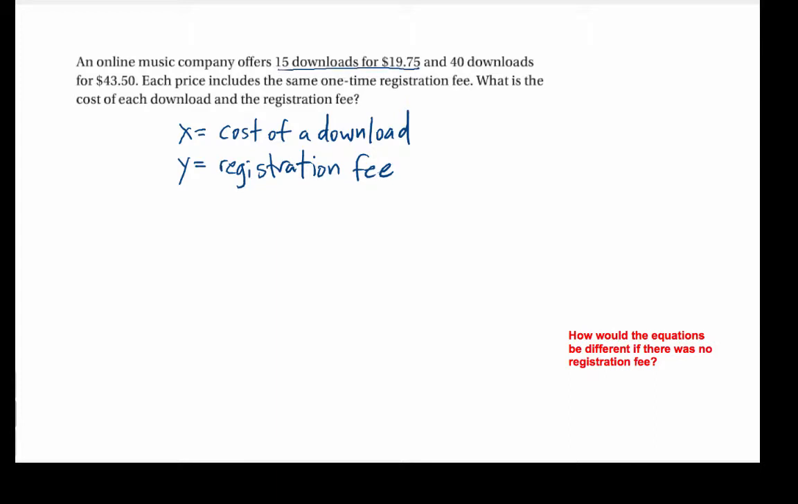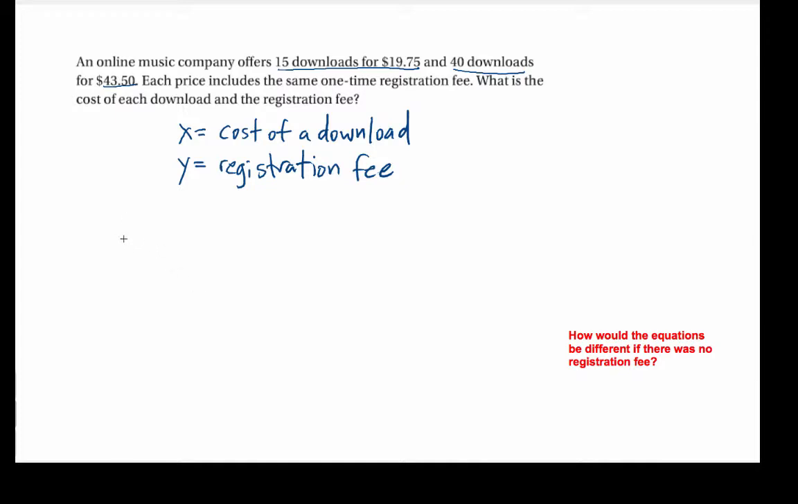and we have this first situation right here and our second situation right here. And this second sentence says each price includes the same one-time registration fee. So essentially what we're going to be doing is writing two equations dealing with the price of these music downloads. All right, so what we've got to do is take our cost per download plus our registration fee, which is going to equal the total cost, or the total price.